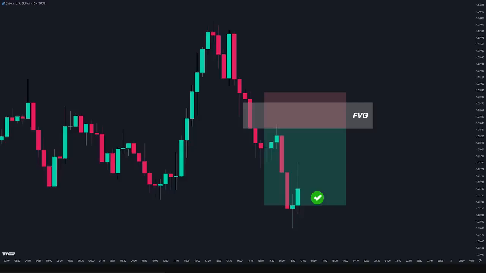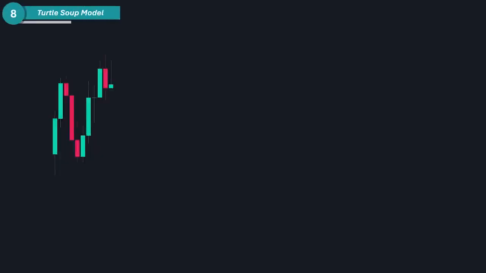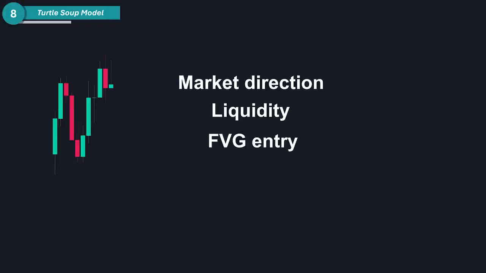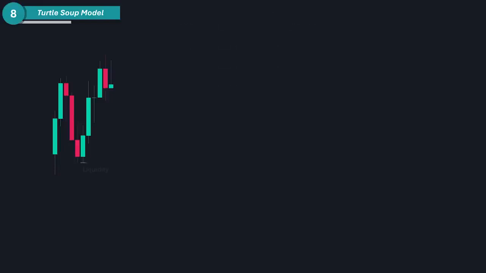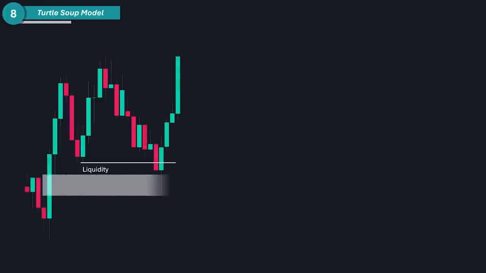Now let's move on to the next entry model that combines the same concepts. The turtle soup setup. Turtle soup trading setup is another powerful model that combines the concept of market direction, liquidity, with a fair value gap entry. A high-probability bullish turtle soup setup occurs when price sweeps liquidity below a recent low or a group of lows while resting above a bullish fair value gap.